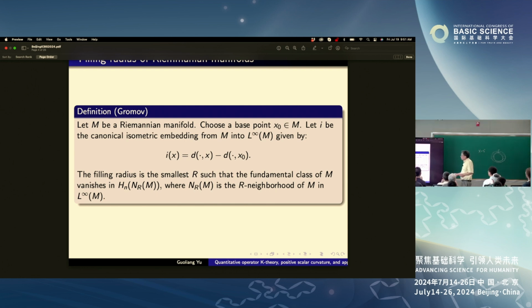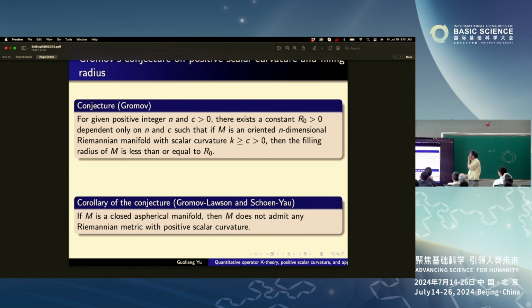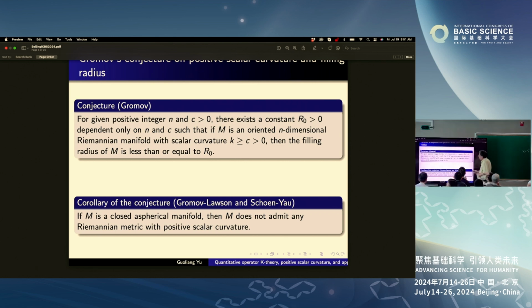This is a conjecture of Gromov: there is a constant which depends only on the dimension of the manifold and the scalar curvature lower bound, such that the filling radius is less than or equal to this constant. It's a very natural, very intuitive conjecture, but it's a very powerful conjecture.